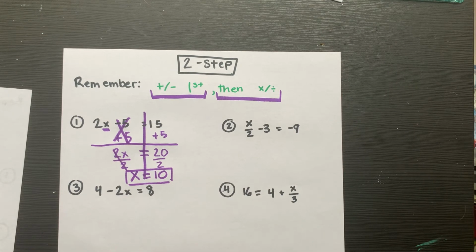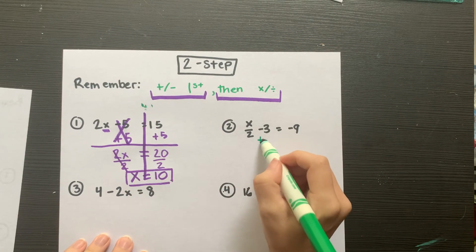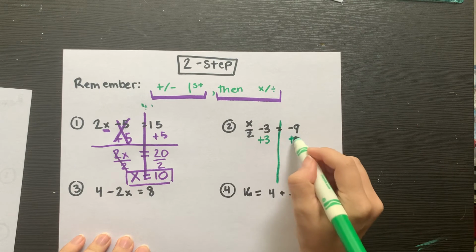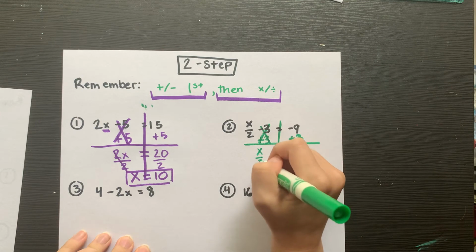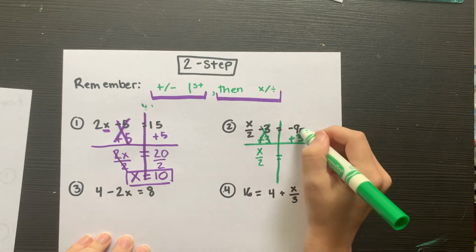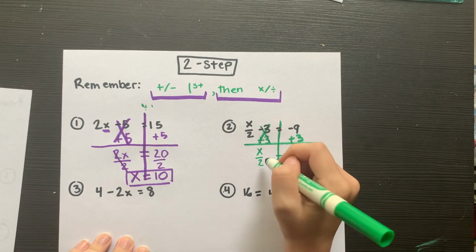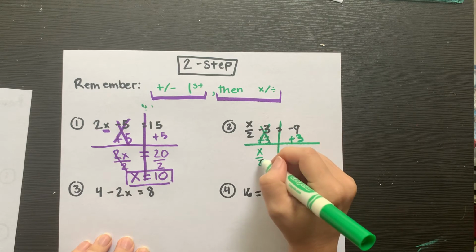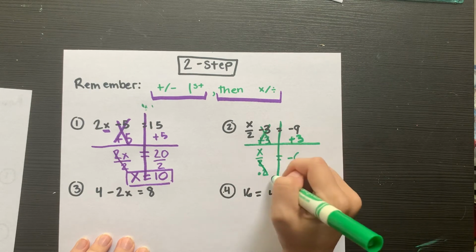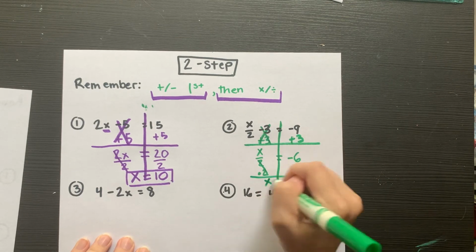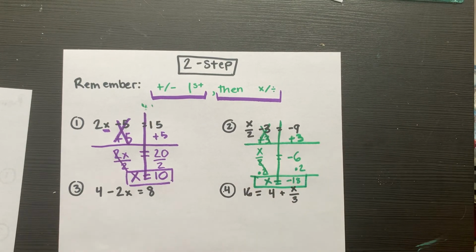In number 2, we think, all right, should I add or subtract? So if we look here, I'm going to add 3 to both sides. Right? So x over 2 comes down. Negative 9 plus 3 is negative 6. Now I'm going to evaluate this. So I've got a 2. Since it's dividing, the opposite is to multiply. So multiply by 2. X equals negative 18. There you go.